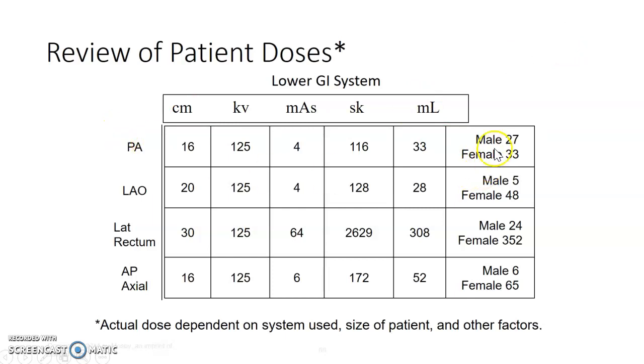So for male versus female. A PA for a male would be 27, female 33. Left anterior oblique, male is only 5, female 48. Lateral rectum, male is 24, female 352. AP axial, male 6, female 65.